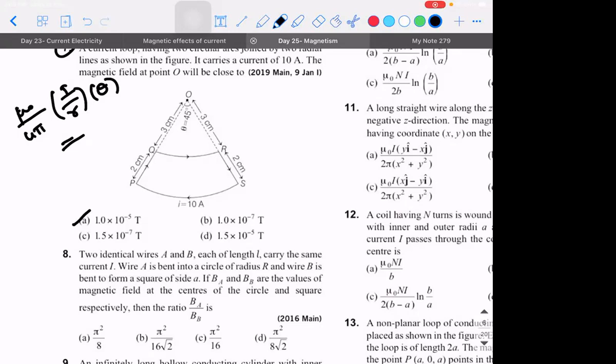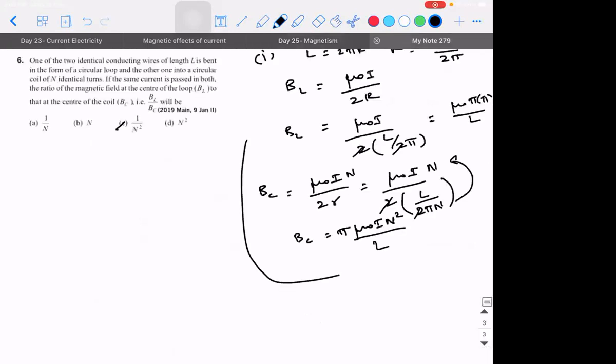That's there, pi square and all. It's a bit lengthy calculation, but you have no other option, because that method is wrong. You cannot write it in terms of degrees, because that is how it is derived. If you want a justification, I will derive it and show you. Mu naught I divided by 2R is the magnetic field at the center of a complete circular loop. Correct?